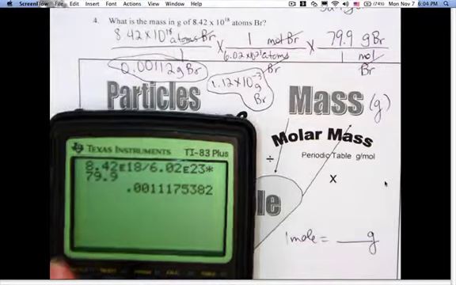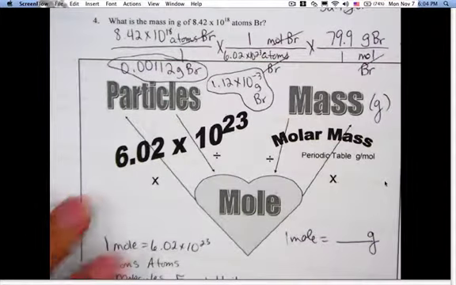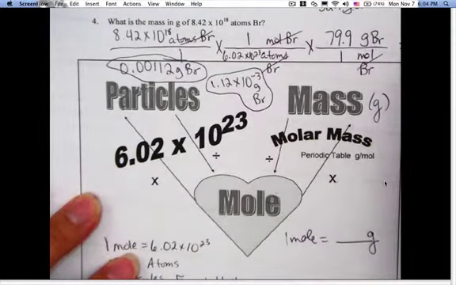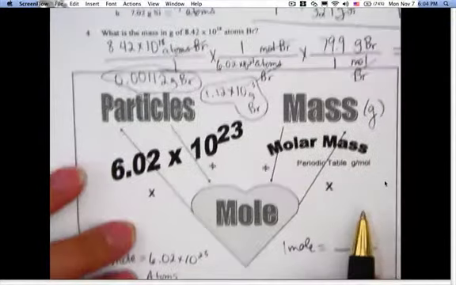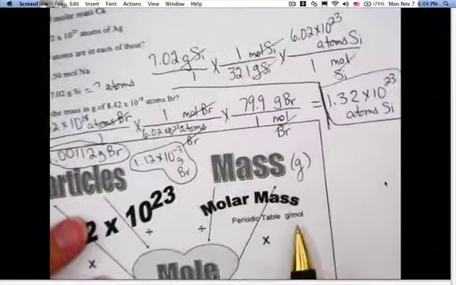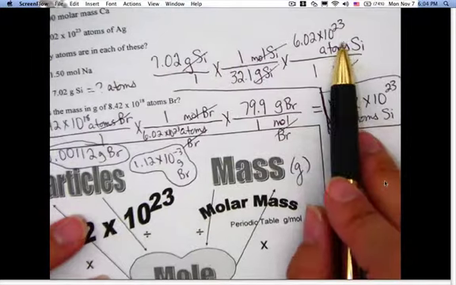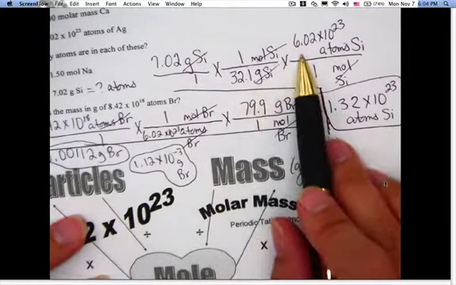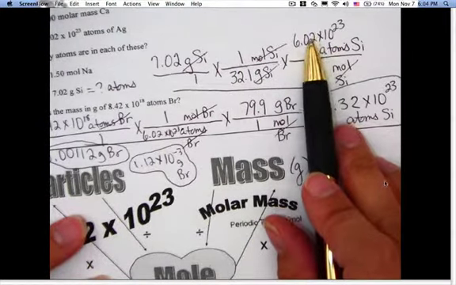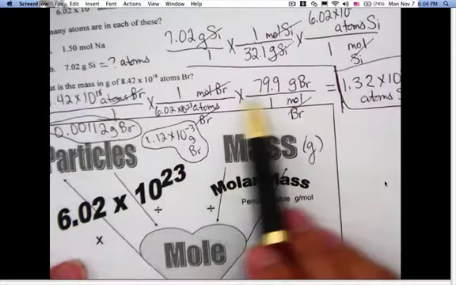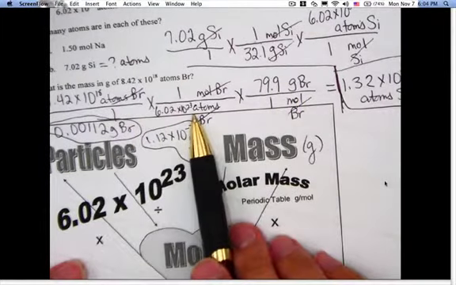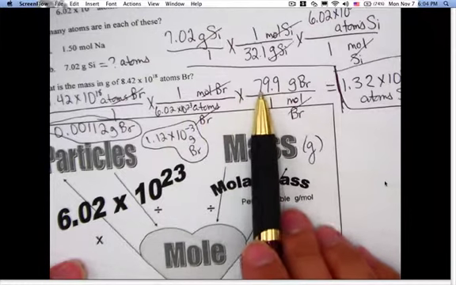Okay, so to review these two problems, when we went from grams to atoms, we first divided by molar mass and then multiplied by Avogadro's number. In this problem, we went from atoms to grams. We divided by Avogadro's number first, and then we multiplied by molar mass.